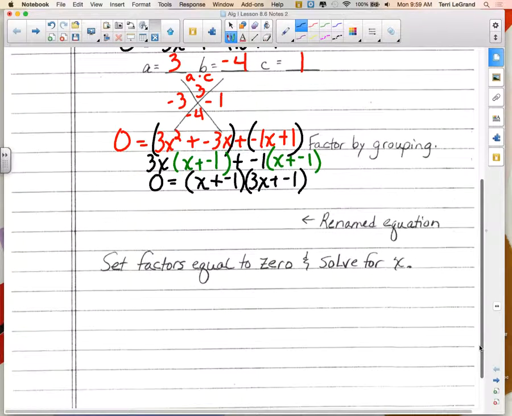So apparently I gave room for more lines than I thought we would need. I'm going to clean it up now. There's our renamed equation.